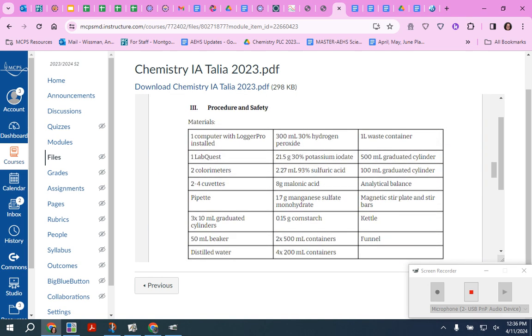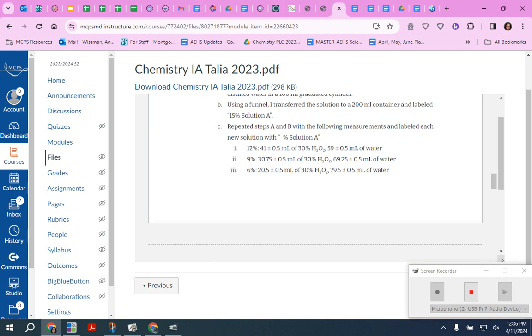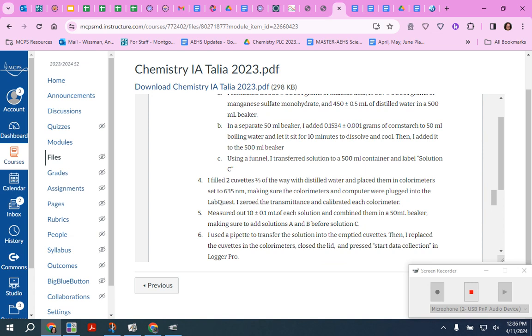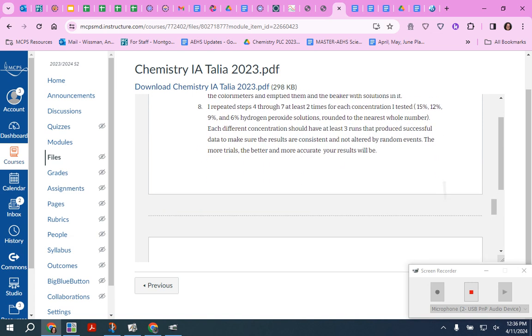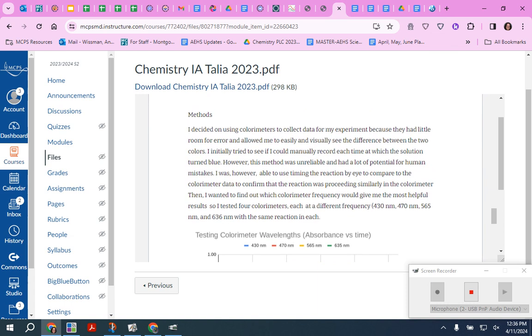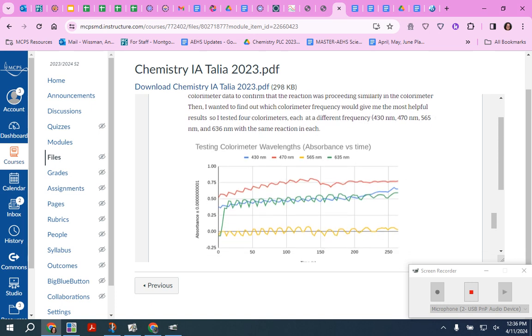Procedure and safety. So she's got her materials, she's got her procedure. She does it as an outline, more stepwise, as opposed to writing in paragraphs. Either way is fine. Then there's a justification for why she used the colorimeters instead of some other way of collecting data. This was an initial test that she did to determine what wavelength she was going to use. She actually said frequency, but she meant wavelength.